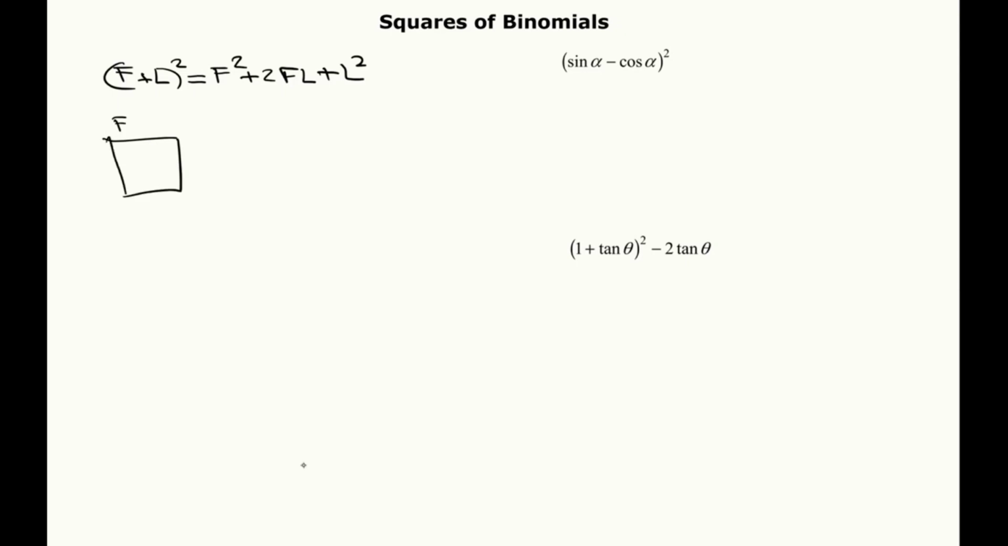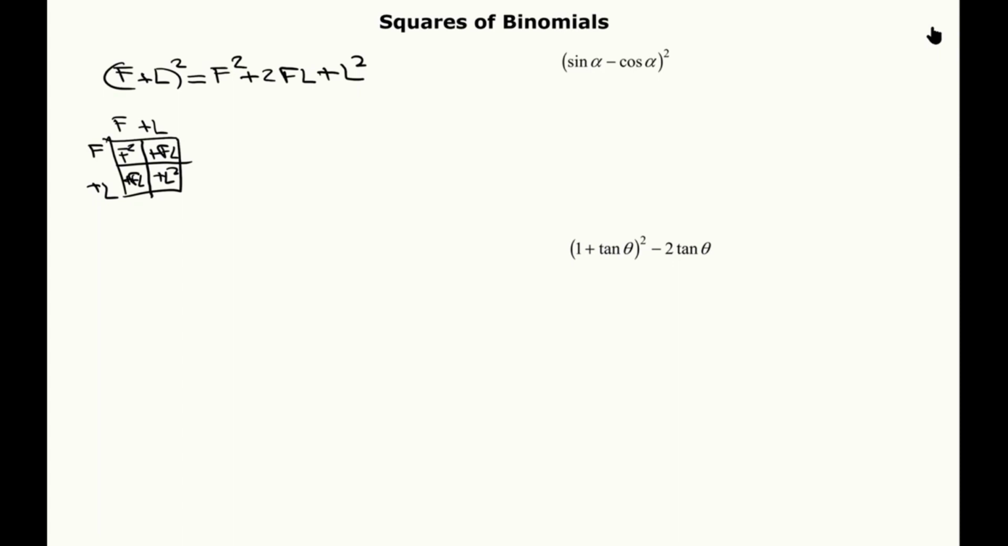See, we can put f plus l, f plus l, and multiply it out, and we get f squared plus fl plus fl plus l squared. And of course, these two FLs can be combined, and that's where we get f squared plus 2FL plus l squared. Or we could just multiply it out by foiling.